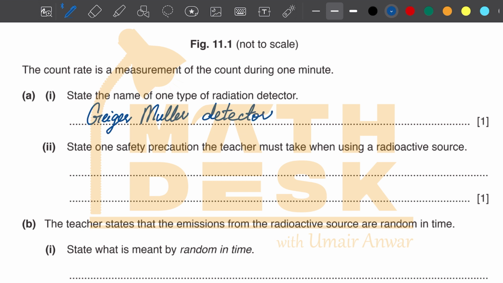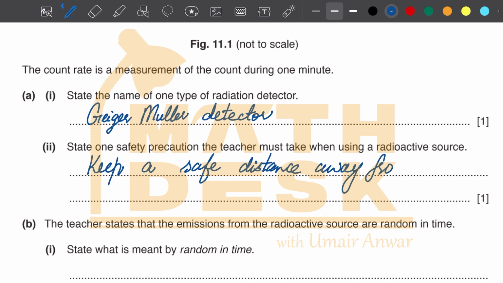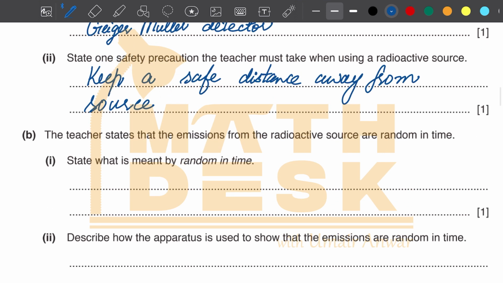Next part, state one safety precaution that the teacher must take when using a radioactive source. So keep a safe distance away from the radioactive source. This is the most basic precaution.